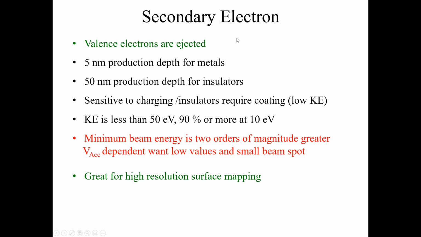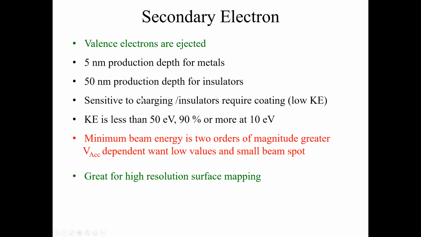Now, secondary electron. This is an extremely important thing for the electron microscope because I would say about 80% of my images are these. You remember in high school when they talked about valence electrons? They're the outside electrons that aren't bound real tight. What happens is when the electron beam strikes a sample, it kicks out these valence electrons, and those are what are measured. And they come from roughly 5 nanometers deep in metals, 50 nanometers deep for insulators.